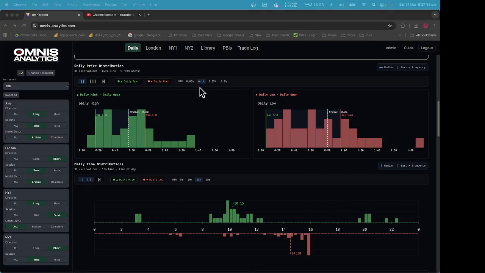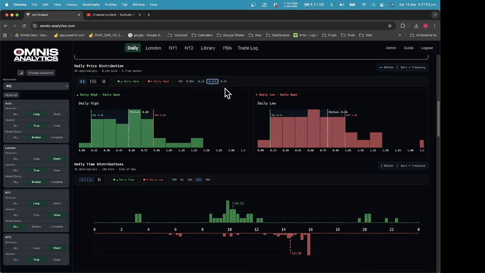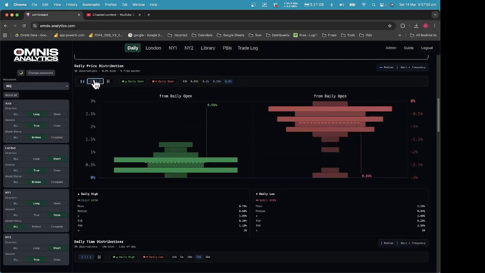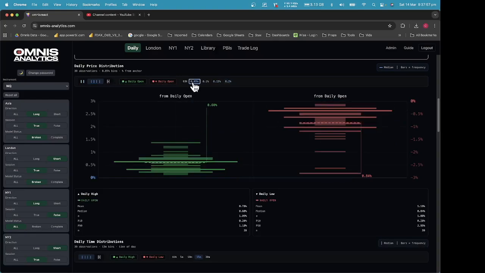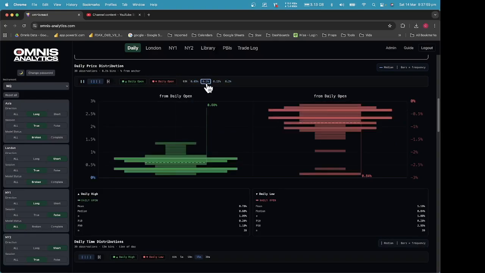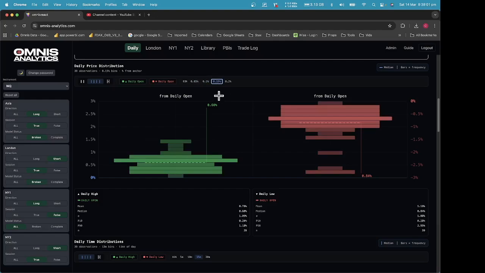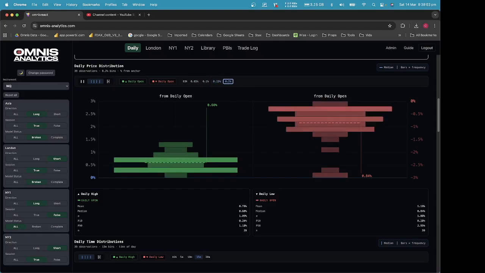If we want to change the bin size, we can also do that, right? So, 0.05, 0.1, 0.15, and 0.2. The same thing here, right? 0.05, 0.1, 0.15, and 0.2.